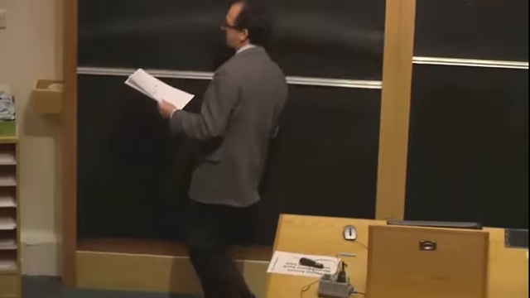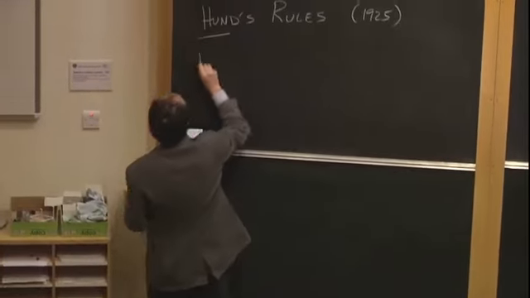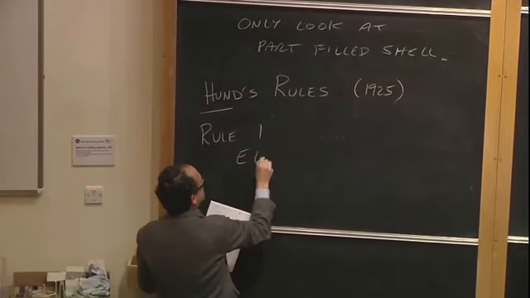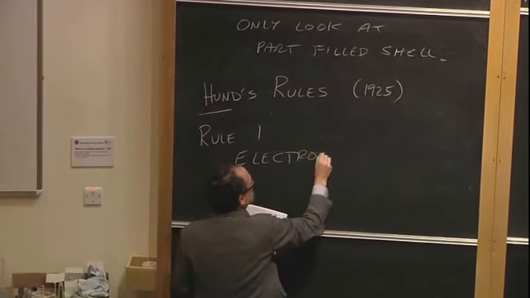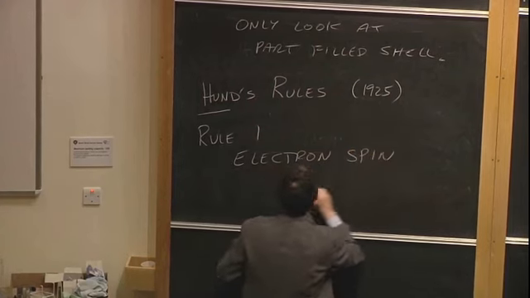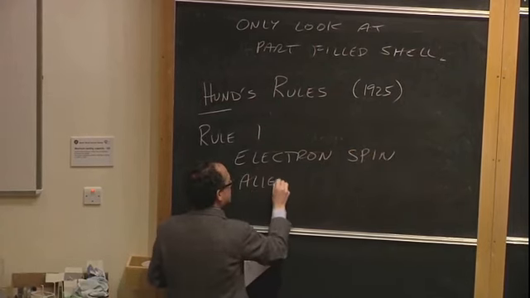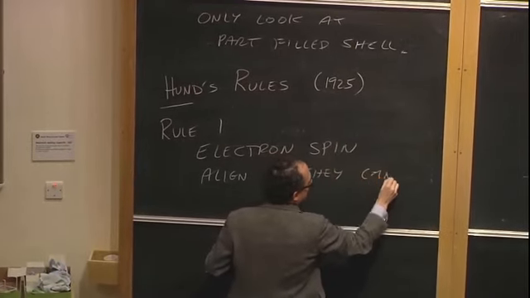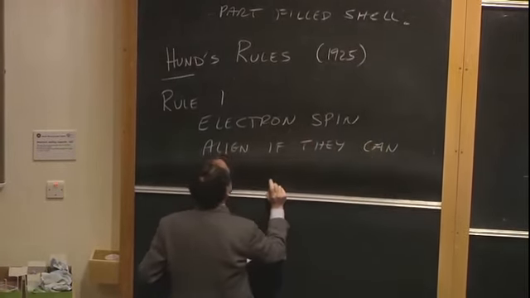So rule one: electron spins align, if they can. In other words, you maximize S.